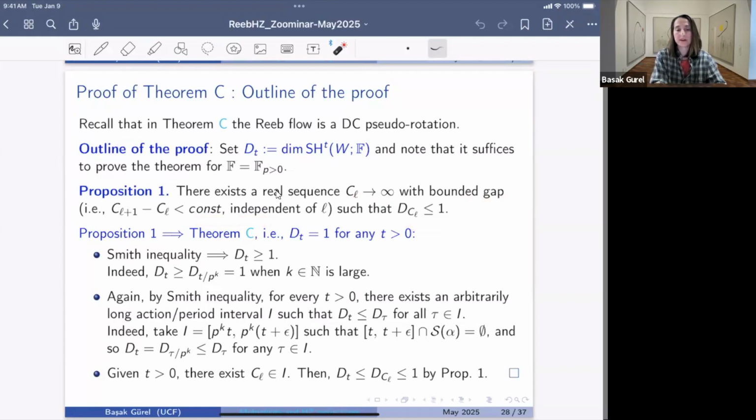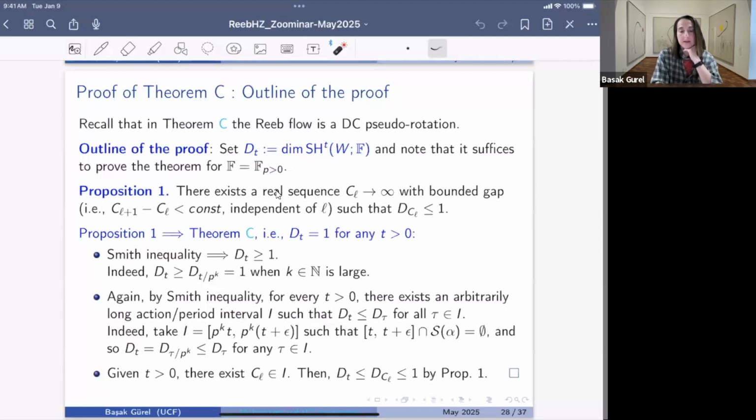Now let's try to obtain theorem C from this. Well, the Smith inequality tells me that this dimension is at least 1. Indeed, if you apply it and divide by p to the k on one side, this side will be T. And now if your k is large, this is going to be so small that this is only going to capture what's coming from the interior. So therefore, this will be 1. And therefore, we get this.